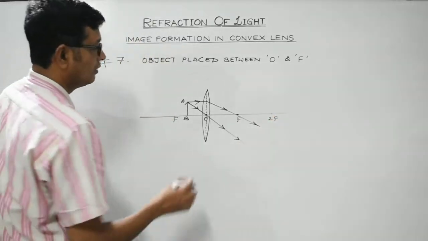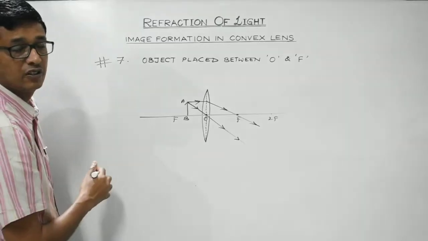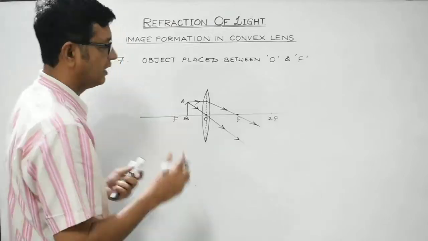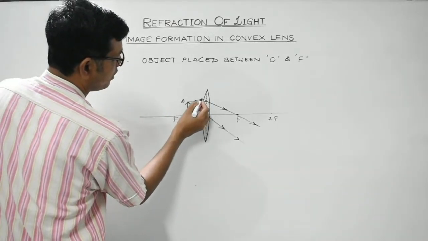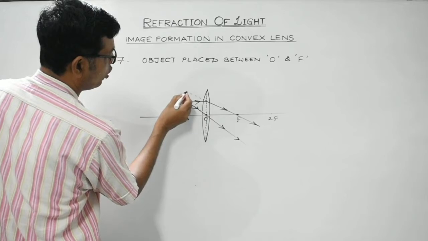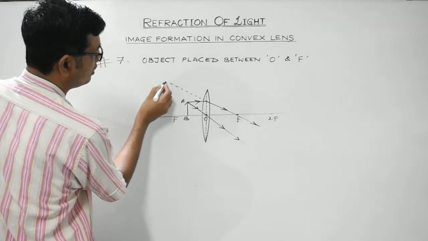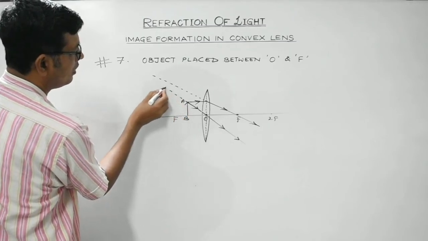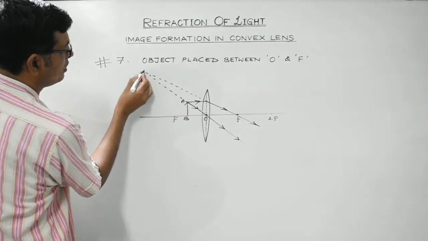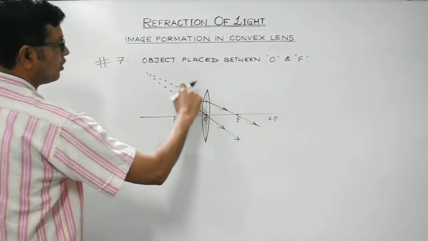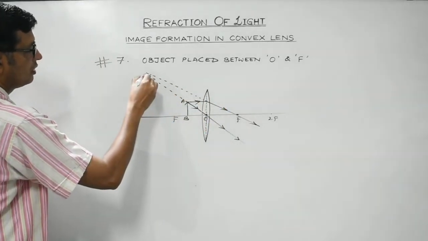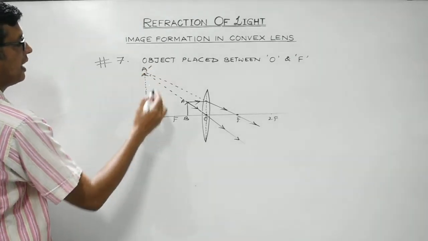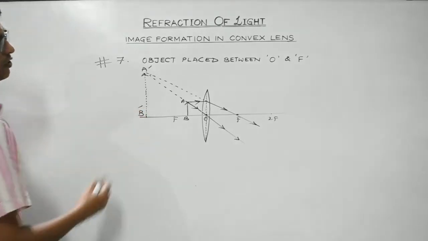So, what we do is, we will produce these two rays in the backward direction, right? Since it is the backward direction, it has to be represented by dotted lines, like this. So produce these rays in the backward direction. What we get is a point of intersection. It will appear as if these two rays are coming from a point somewhere over here. So this is where the image will be obtained. This is A dash and this is B dash.